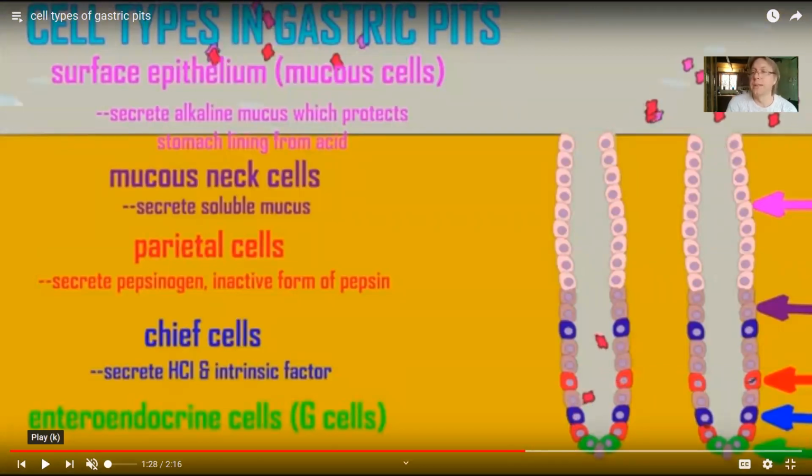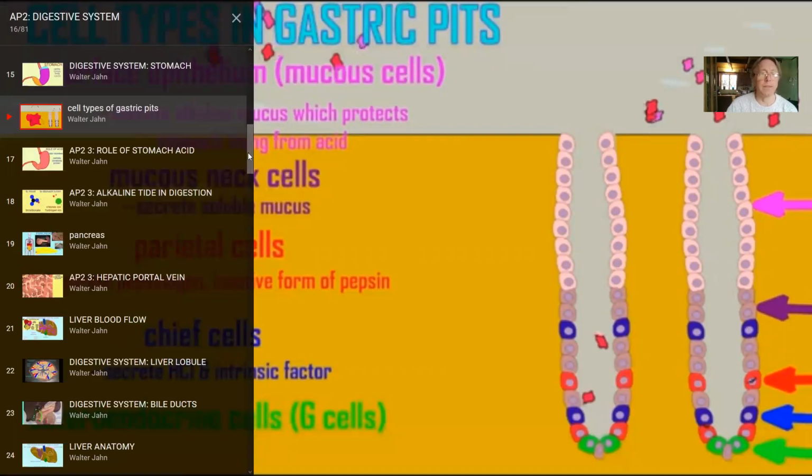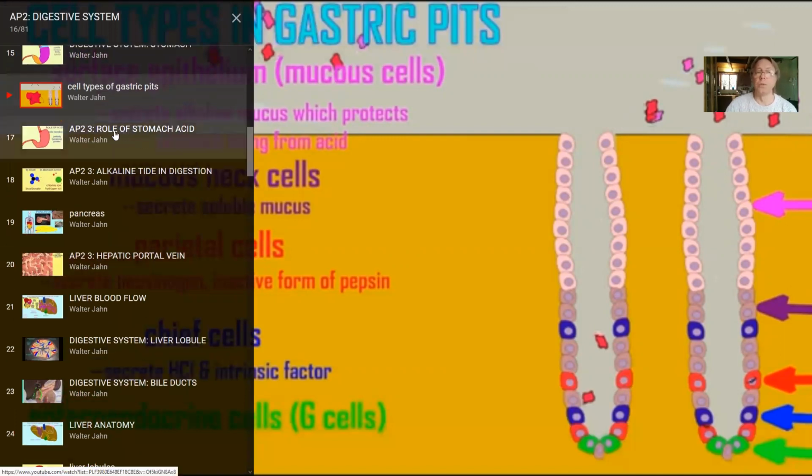They make the hormone gastrin, which will stimulate the stomach. So while the primary role of the GI tract is not to produce hormones, nevertheless, there are cells which produce hormones, such as these G cells here. Okay. So I have a video on the role of stomach acid, which I had mentioned. The acid completes a number of roles.